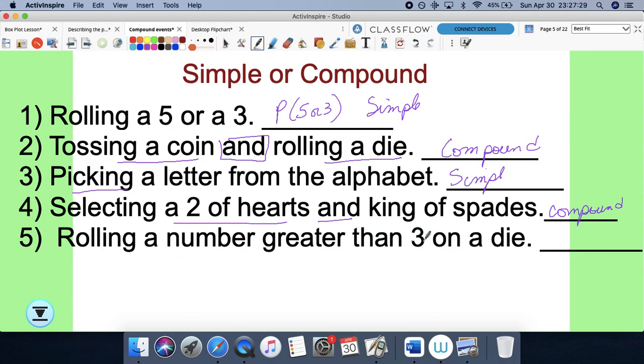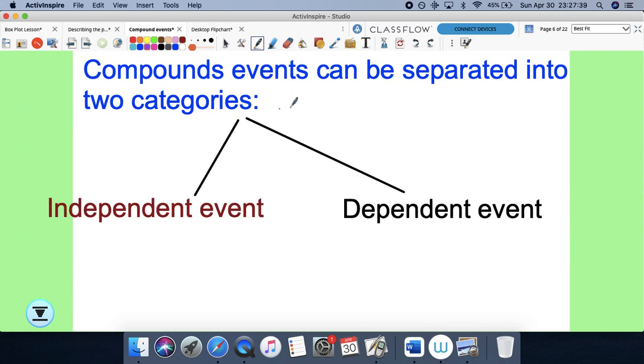Rolling a number greater than 3 on the dice. So how many times do I have to roll that cube? Only once. So this is simple. Hopefully you understand. So there's 2 types of compound events, independent and dependent. Let's start with the easier one first. Please copy this.